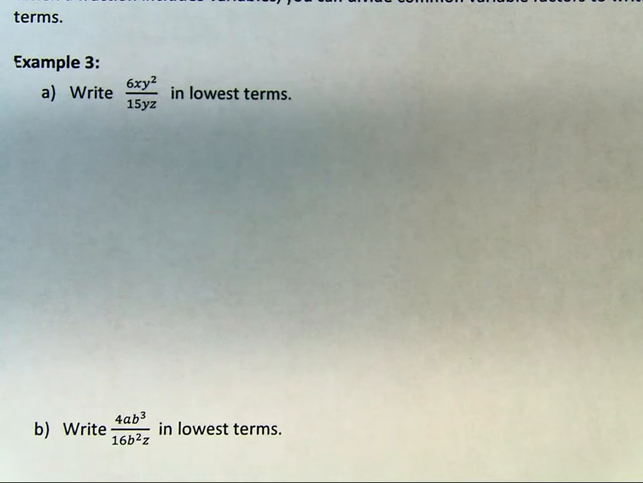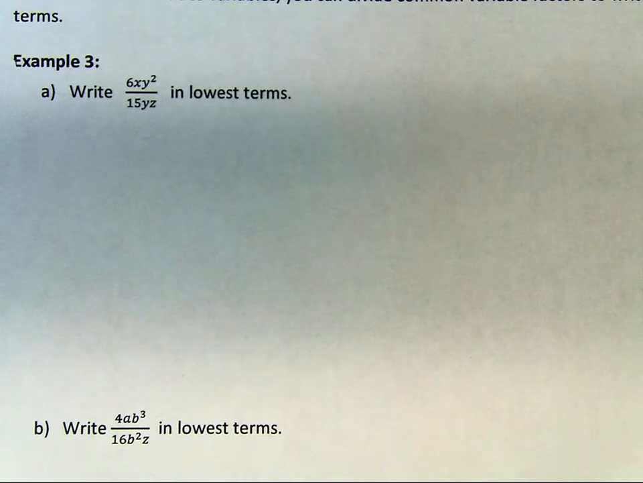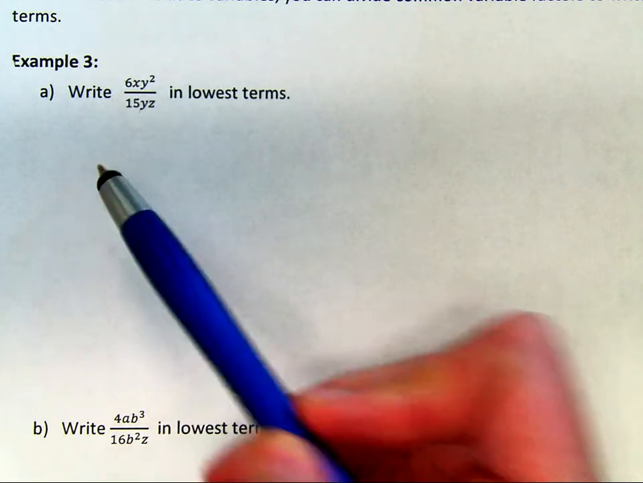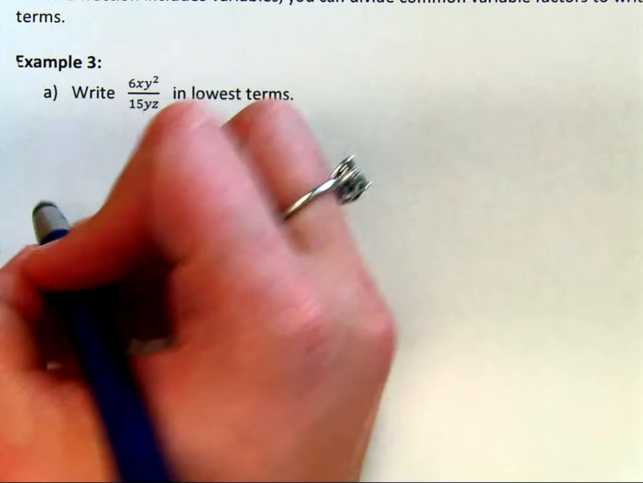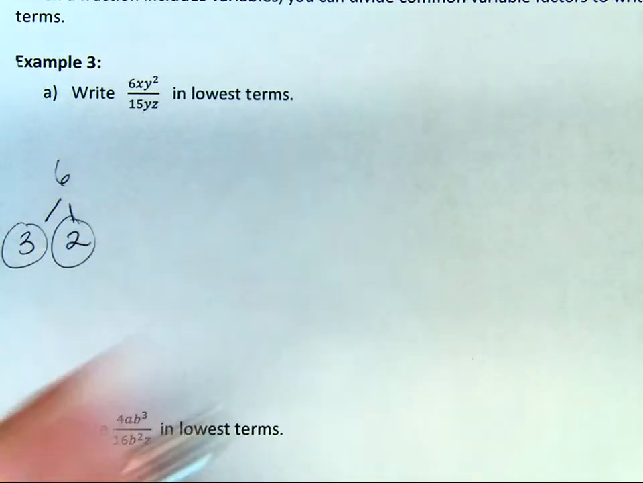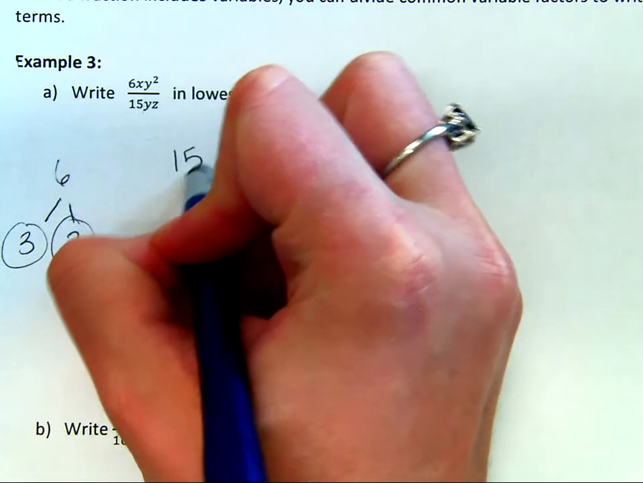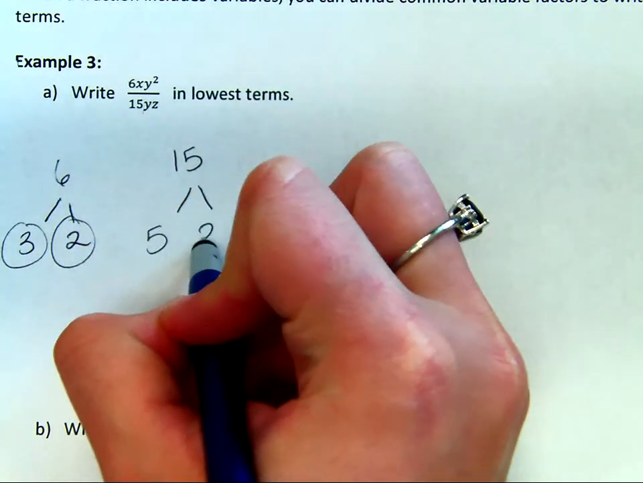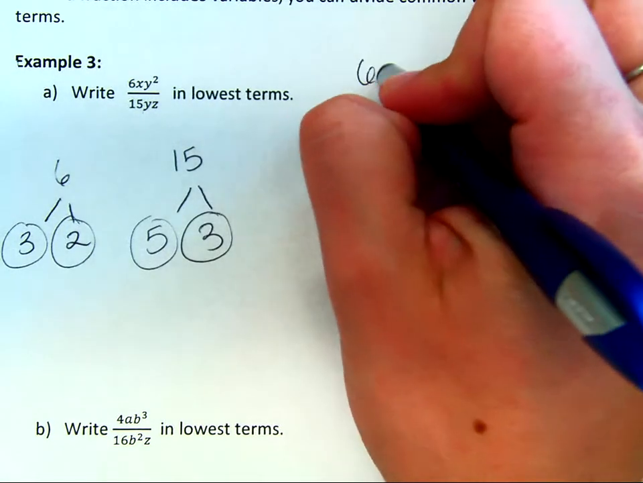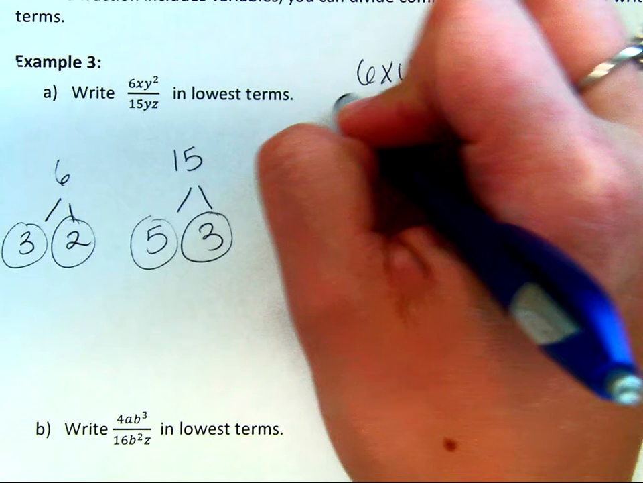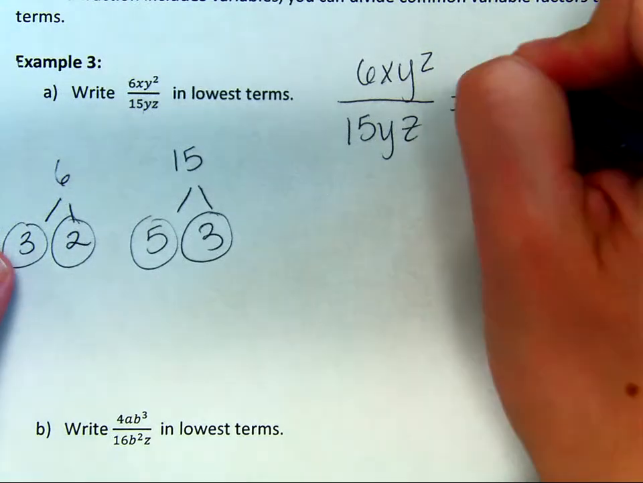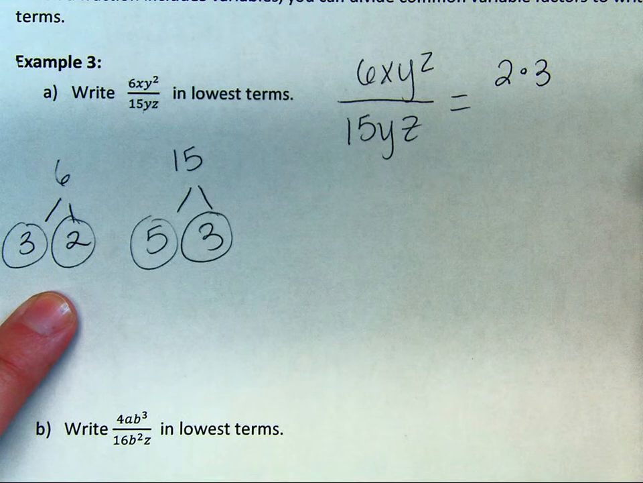6xy squared over 15yz in lowest terms, I would first take the coefficients and write those in terms of their prime factors. So I know 6 can be broken down into 3 times 2. Those are both prime. And I know 15 can be broken down into 5 times 3. Those are both prime. So I'm going to rewrite 6xy squared over 15yz as, so this is 2 times 3, or 3 times 2.